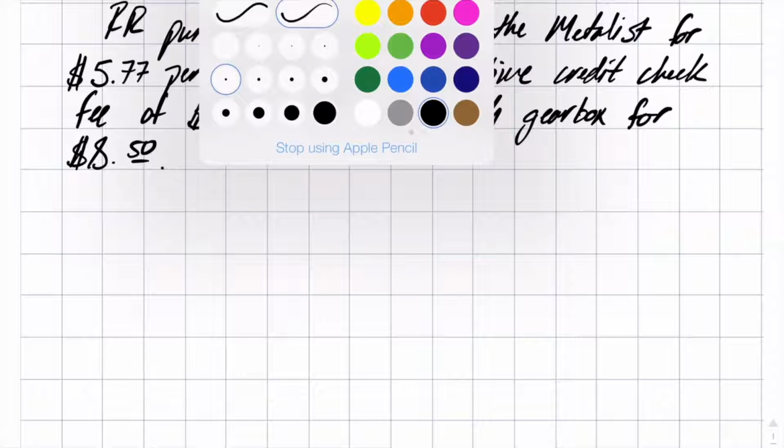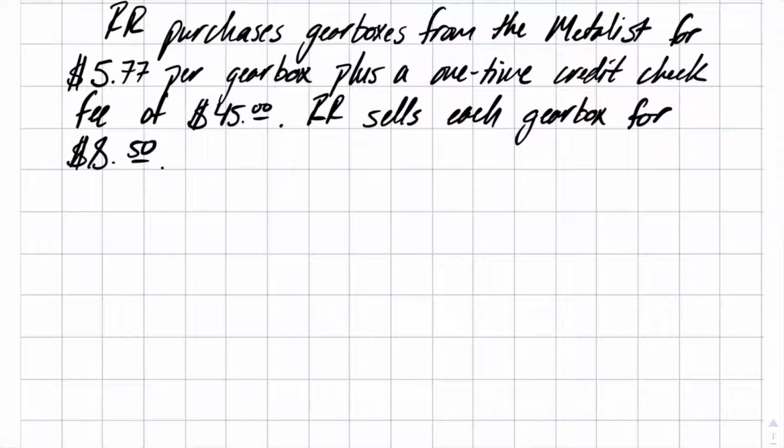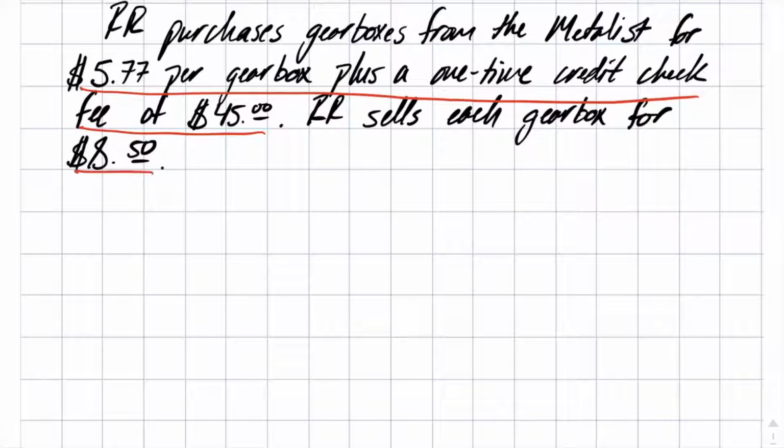Okay, the first thing we want to do every time is underline or circle the most important information that we think, okay? And we might circle the wrong thing, but circle what you think is best, okay? So for sure anything with numbers is usually important. All this right here, that looks important. And RR sells the gearbox for $8.50.